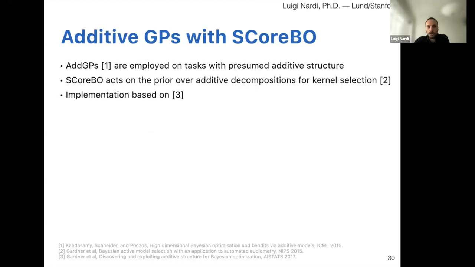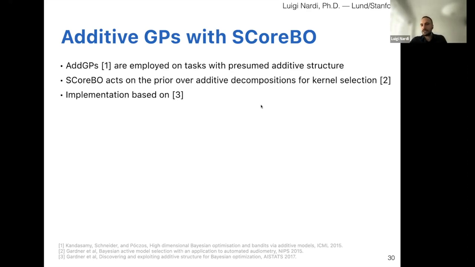We did the same on this other application, which in our opinion was also very important, to find the hyperparameters. This is the work by Kandasamy and Gardner on additive GPs. Here, the assumption is that there is a task which has a presumed additive structure. And if you have an additive structure, you can write this kernel, which is the sum of multiple kernels, but the kernels now are based on a much smaller space.